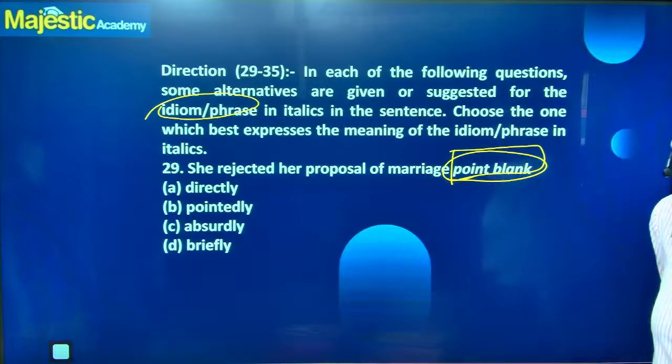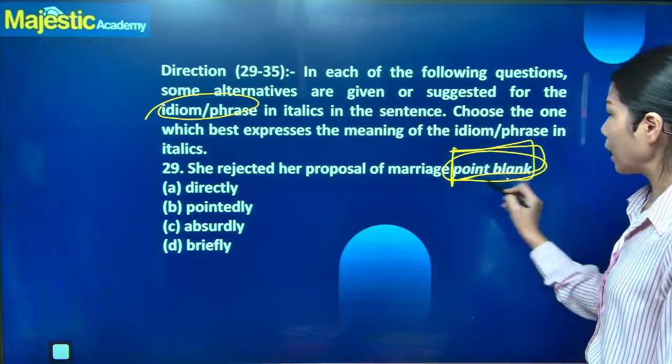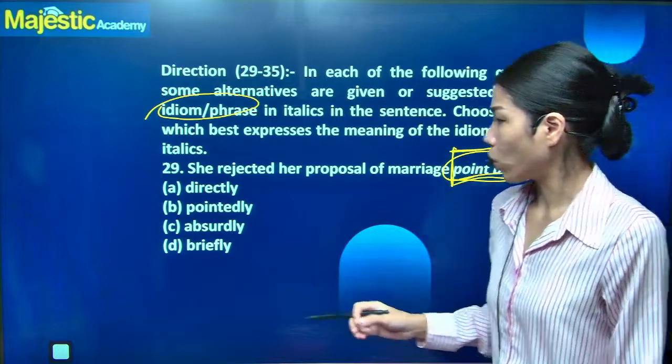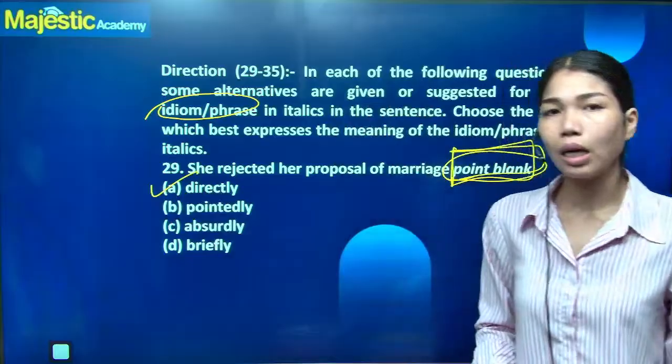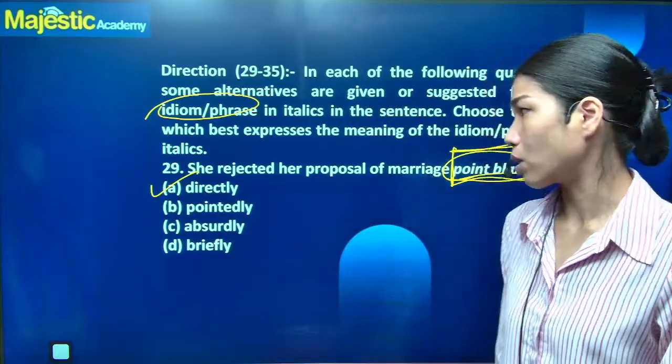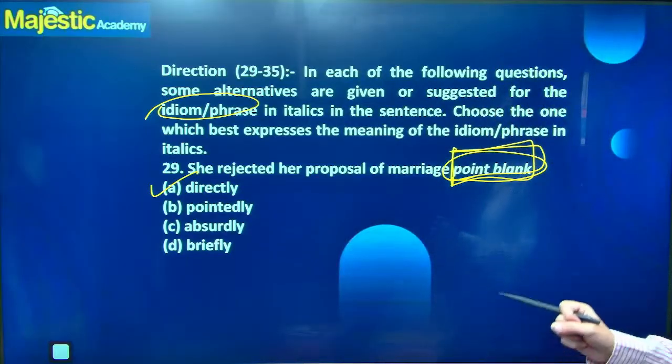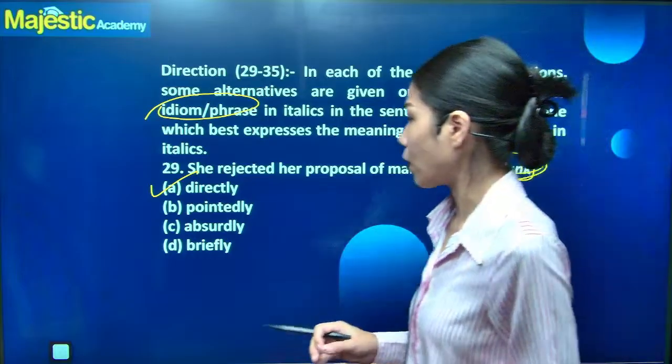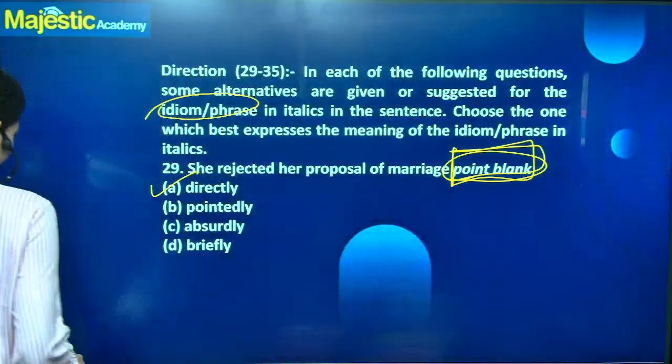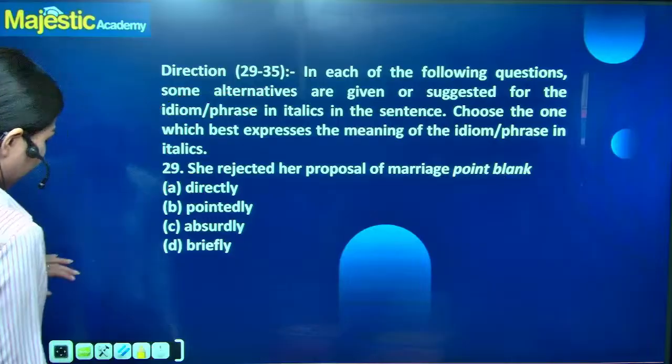So the question says she rejected her proposal for marriage point blank. That means ये जो point blank है, इस word का meaning क्या है? So we can directly see the option A. The option A is your answer. She rejected her proposal of marriage directly. ठीक है? That means point blank. The idiom says point blank.